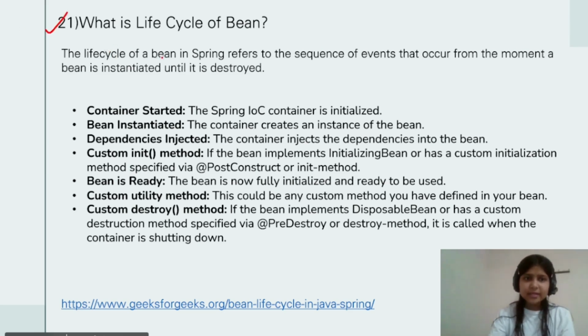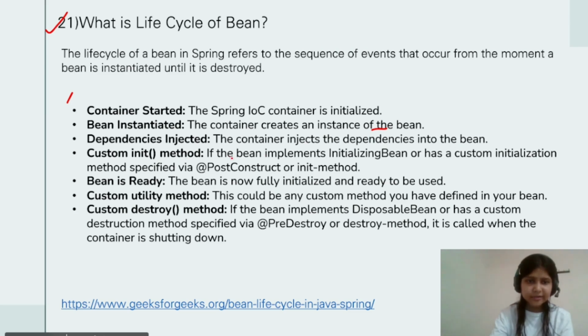The life cycle of a bean in Spring refers to the sequence of events that occur from the moment a bean is instantiated until it is destroyed. So from the starting to the ending, from when it was instantiated till it got destroyed. These are the steps. Container started: the Spring IOC container is initialized. Bean instantiated: the container creates an instance of the bean. Dependencies injected: the container injects the dependencies into the bean.